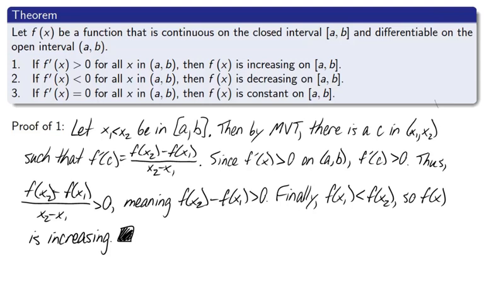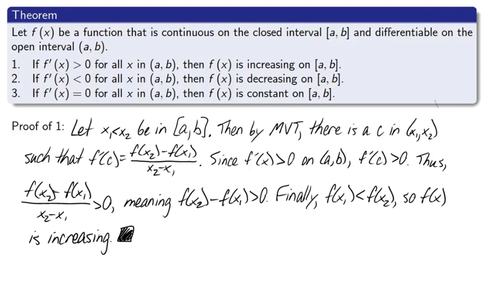We can use the mean value theorem that we just got from the previous section to say that there is a place where the derivative equals the average rate of change. But by our assumption, we know that f prime of c is greater than 0, so the average rate of change is greater than 0. Multiplying both sides by x2 minus x1, which is not 0 because of this setup, we get that the numerator is greater than 0. Add f of x1 to the other side, and we did indeed show f of x1 is less than f of x2, therefore the function's increasing.